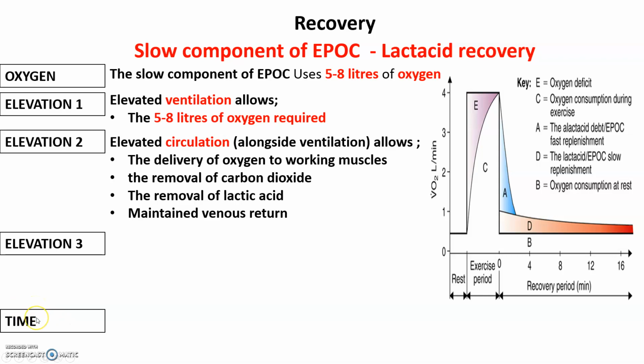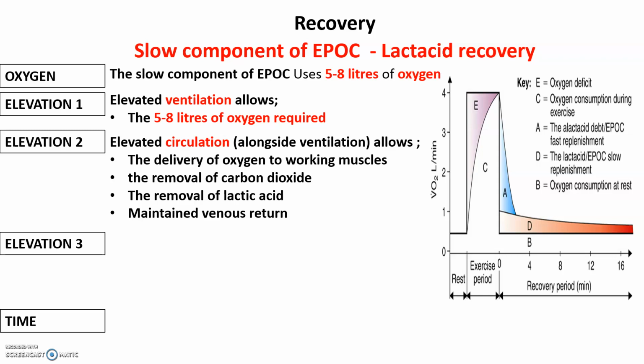it allows us to deliver oxygen to the working muscles. It allows us to remove more carbon dioxide. It allows the removal of lactic acid via pyruvic acid, which we've just spoken about, and it also allows us to maintain our venous return. Remember, venous return is the amount of blood going back to the heart.